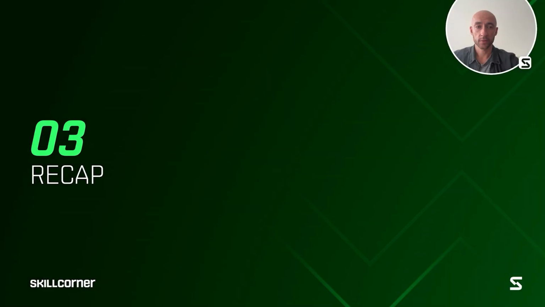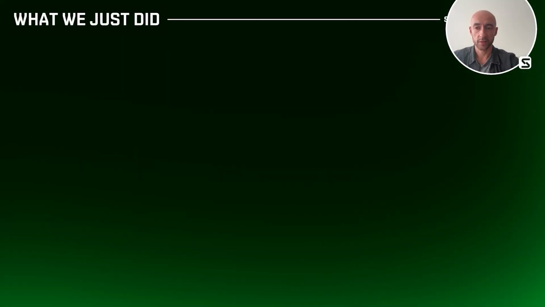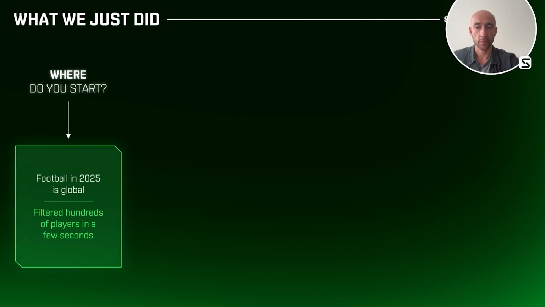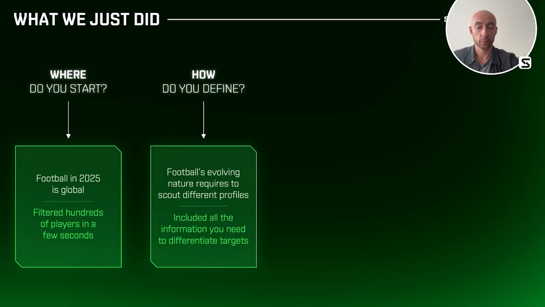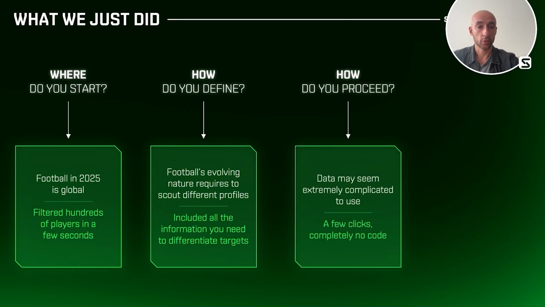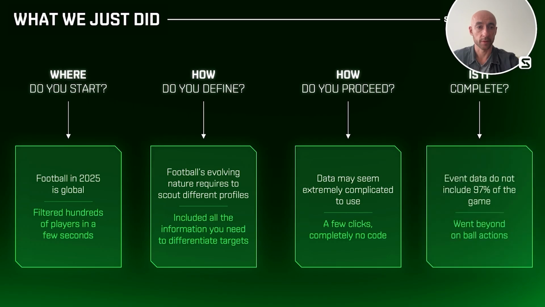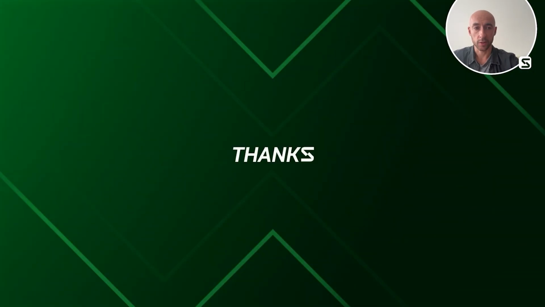Episode 4 is coming to an end, so a short recap as always to see what we have just done together. We have been able to filter down hundreds of wingers based on specific characteristics that we have defined and that are relevant to your game model or to your scouting and recruitment processes. Completely no code, in a few clicks in our web app lab, and touching upon different elements: tactical, technical, physical, and contextual. So thanks again, and I hope to see you in the 5th and last episode of our Smart Scouting with SkillCorner series.